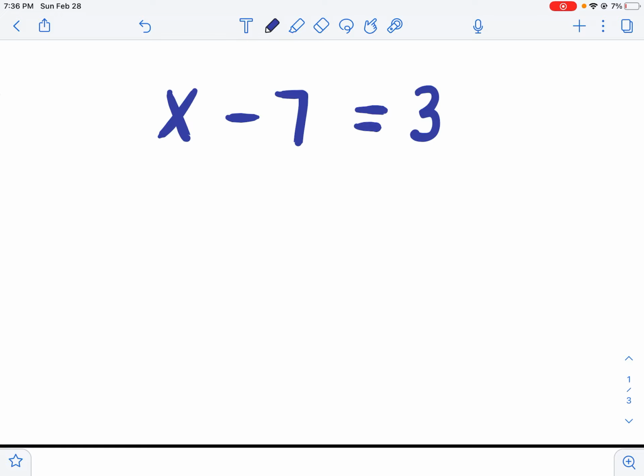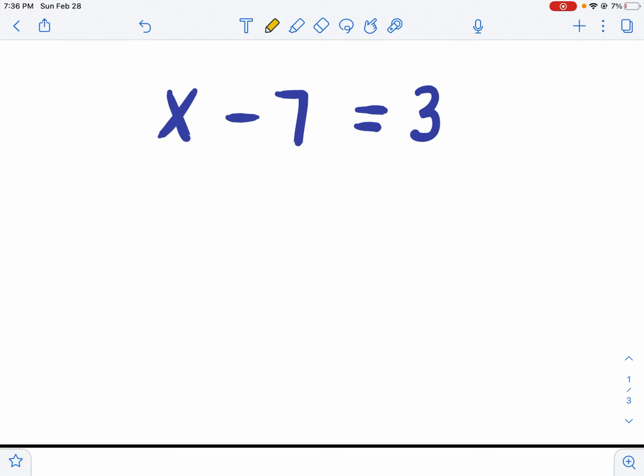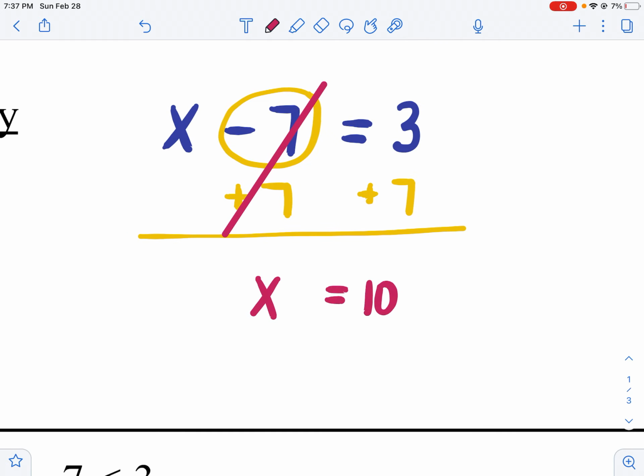And you might be able to do this by guess and check, but let's remember our inverse operations. If we see a subtraction sign, x minus 7, we want to get the x by itself by getting rid of that minus 7. So we want to plus 7 on both sides. And what that will do is cancel out our 7s, leaving us with x is equal to 10. And we should always double check: does 10 minus 7 equal 3? And yes.